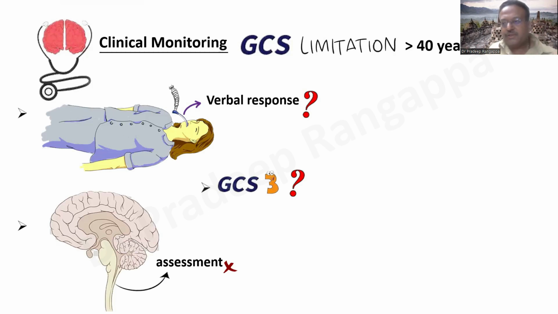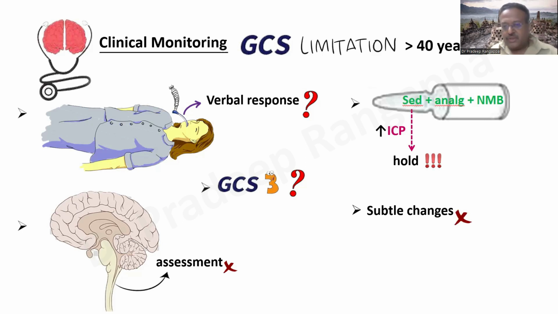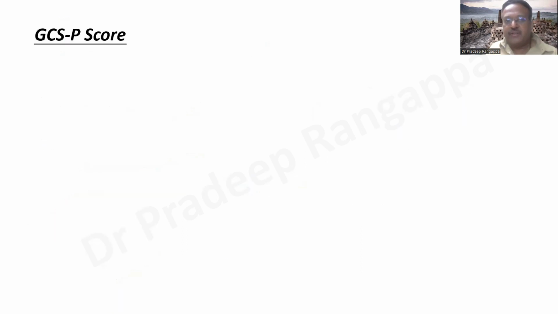That's why the newer scores have come, called the FOUR score, and there is a GCS-T score, which is useful for training. And when someone is on sedation, analgesia, or neuromuscular blockers, assessing GCS is a problematic thing. And when there is an increase in the ICP, holding of these can lead to deleterious effects. And GCS does not look into any subtle changes that may be happening; subtle perpetuation of the neurological injury is not quantified in GCS.